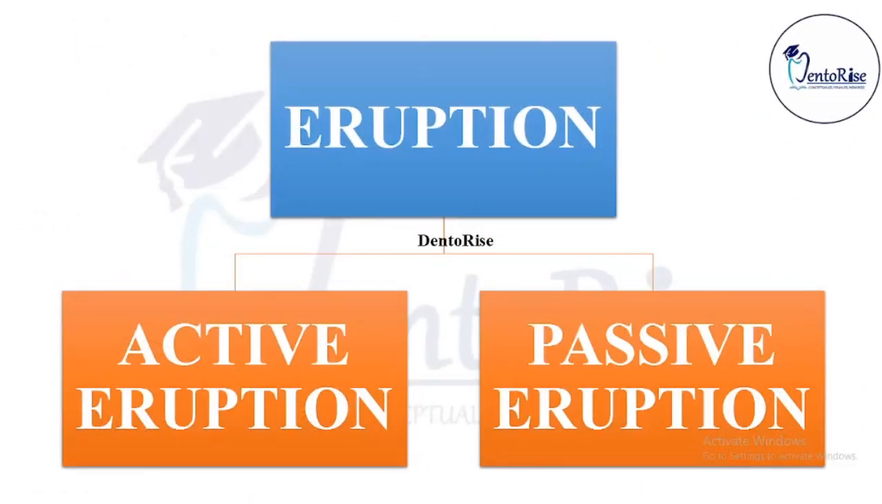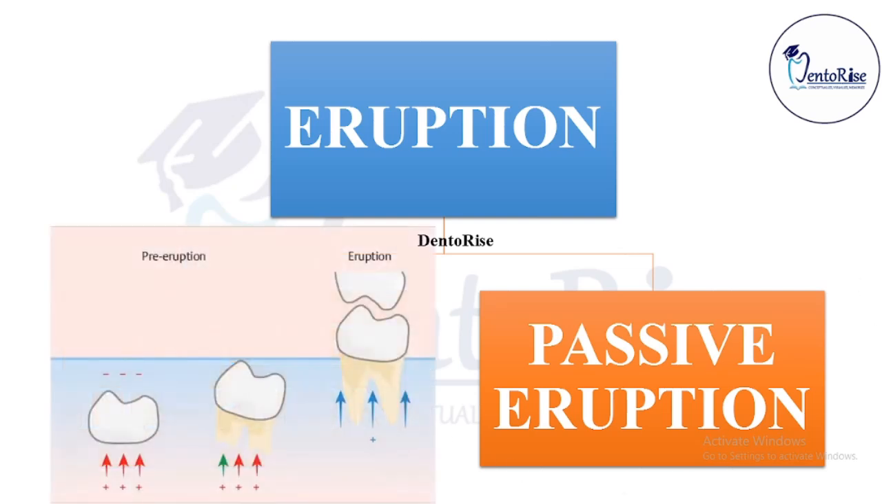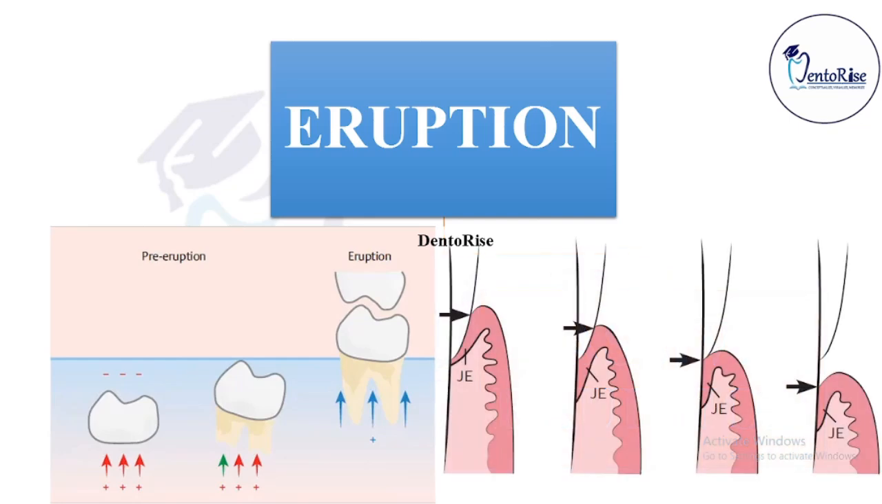Having talked about eruption, according to the concept of continuous eruption, eruption does not cease when the teeth meet their functional antagonist, rather it continues throughout life. Eruption consists of an active phase and a passive phase. Active eruption is the movement of teeth towards the occlusal plane, as you can see in the figure. However, passive eruption is the exposure of teeth via apical migration of gingiva.